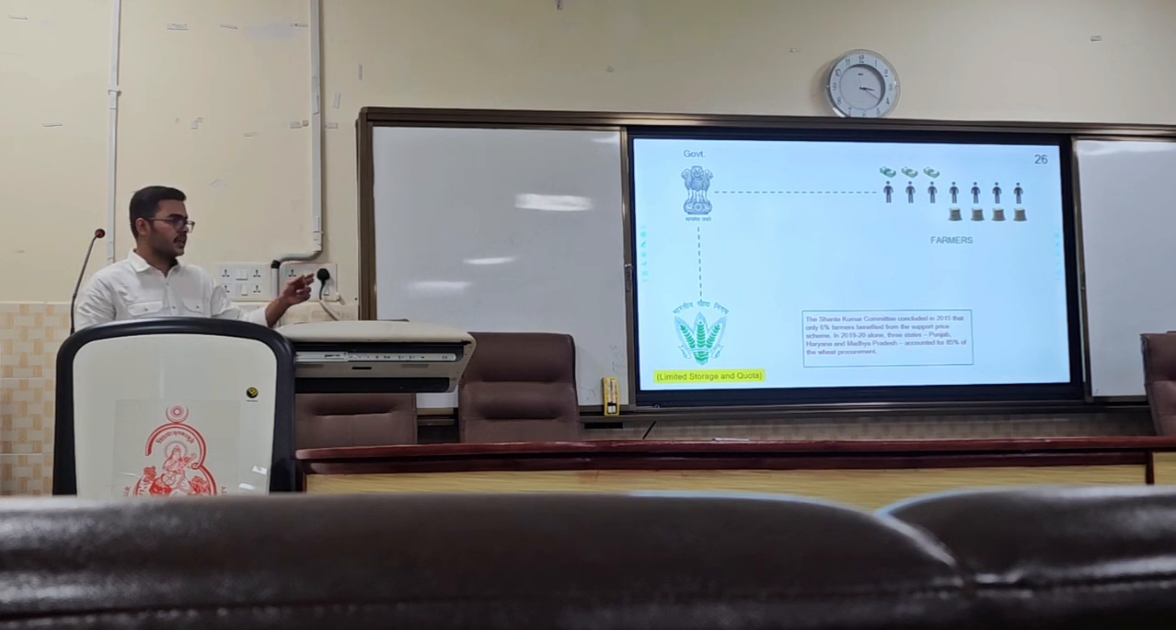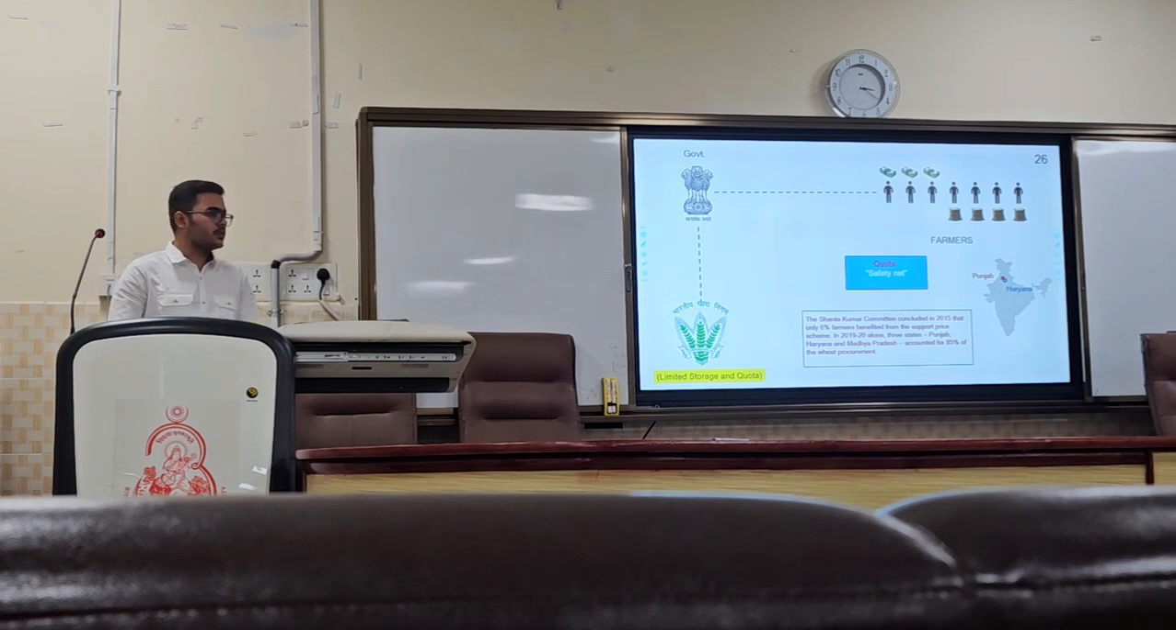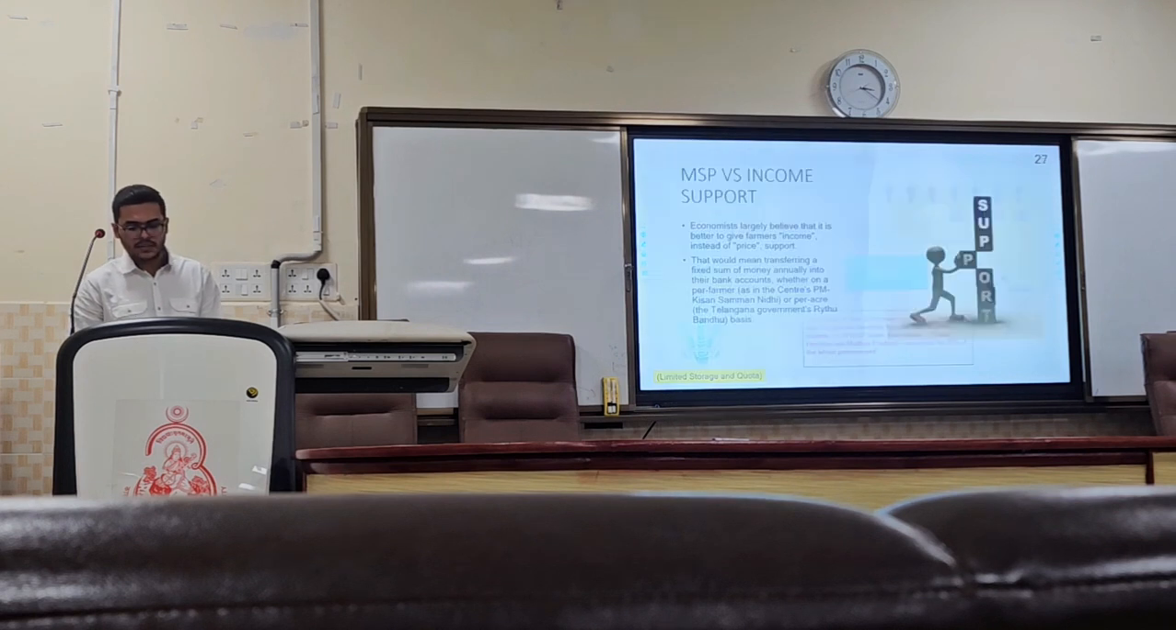In 2019-2020 alone, 3 states, Punjab, Haryana, Madhya Pradesh, accounted for 80% of wheat procurement. And we have already seen that in the second slide. So not all the farmers are getting the benefit. This kind of scheme is not feasible, so the government should come up with something better, which will provide farmers a more remunerative price.